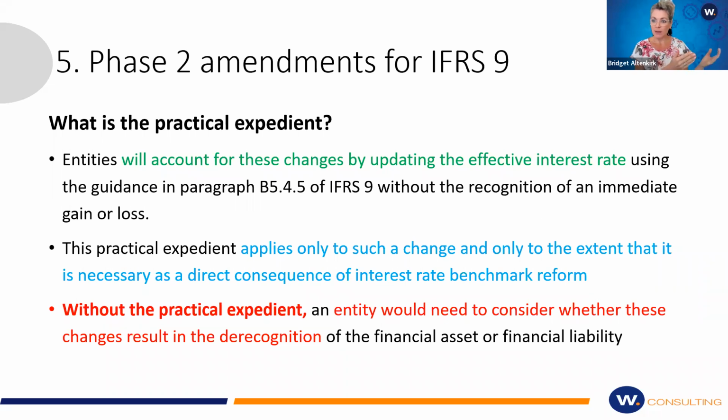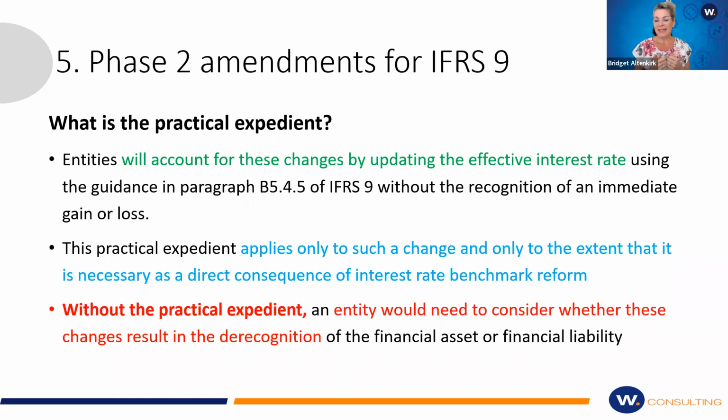I'm going to go debit liability, credit income statement, a gain of $10 million. I then need to recognize the brand new liability on the new terms. Let's assume its value is now 9 million. I'm going to go credit liability and debit my income statement.